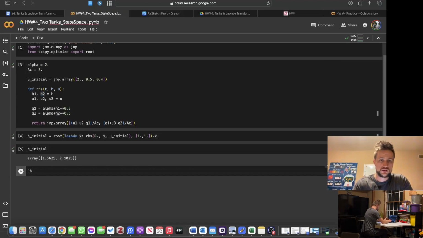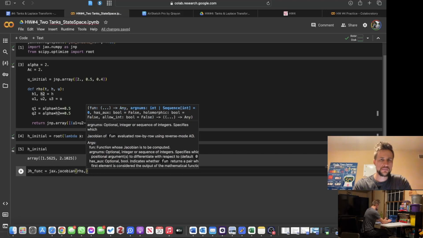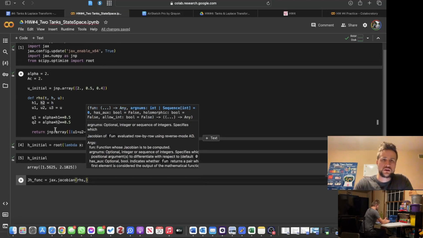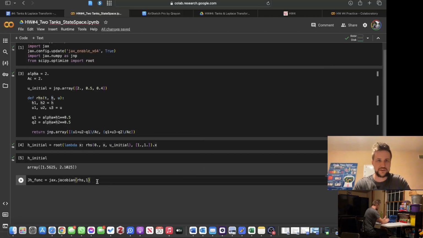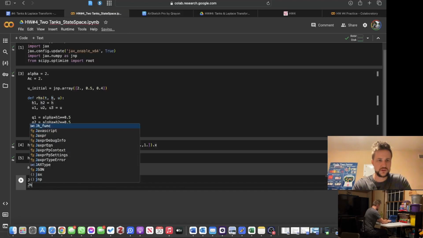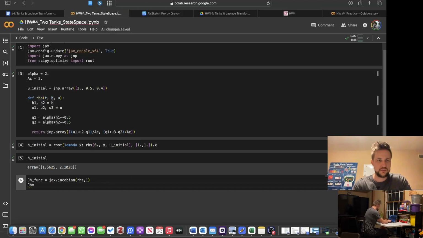So since we're dealing with the fluid height first, let's call that JH. And that is going to be our JAX Jacobian. And our right-hand side now, we have three options. We're not looking at how our functions are changing with respect to time. We're going to start with seeing how our functions change with respect to fluid height in our tank. So that is going to evaluate our functions with respect to the fluid heights that are changing. And then we're going to say JH equals our JH function that we just set.